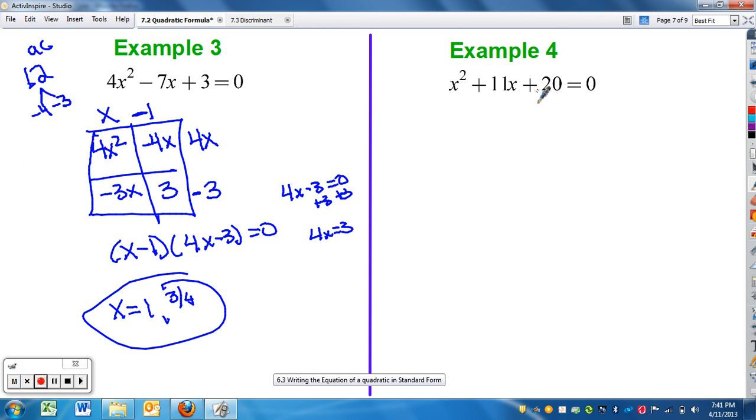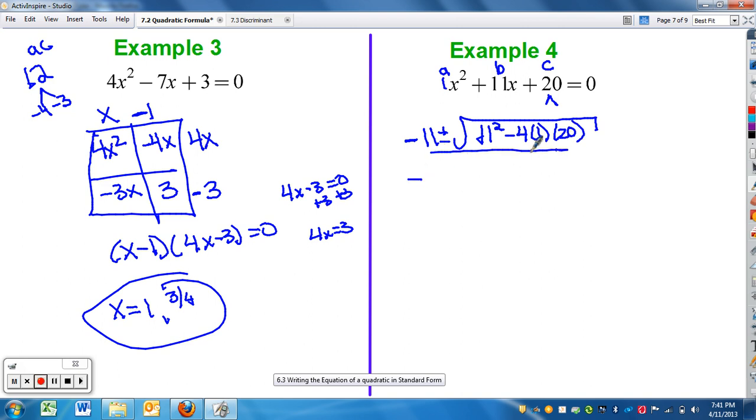Alright, so taking a look at example 4, see factors of 20 that add up to 11. Again, it's a trinomial, so I know I can look for factors. 4 and 9, 2 and 10, 1 and 20, nothing adds up to 11. So I'm going to use the quadratic formula. So negative b, so negative 11, again your a is 1, b and c, plus or minus 11 squared minus 4 times 1 times 20.